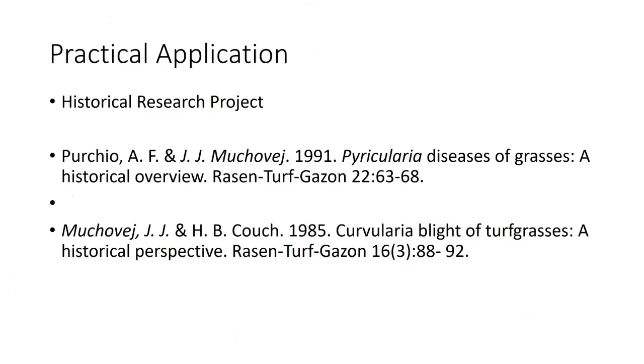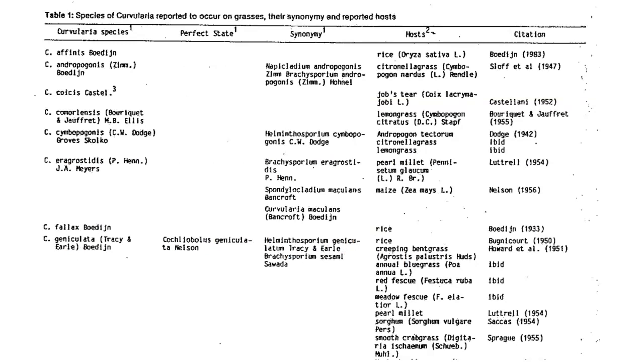This one says Curvularia blight of turf grasses, a historical perspective. Same sort of table in there that looks at the different species, what synonyms you have for them, what the hosts were, who cited it, and where it came from. This is a very interesting sort of thing as well, because it looks at particular things so that you have an idea of historically where these things came from.